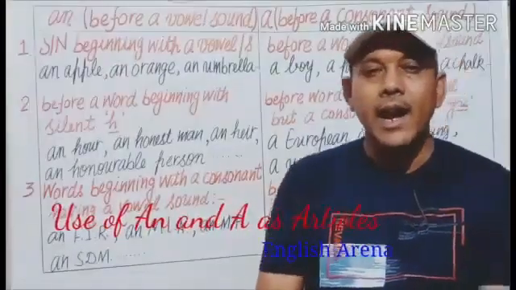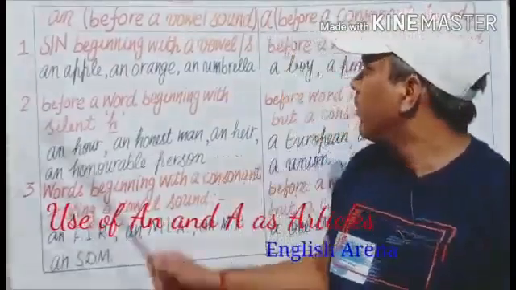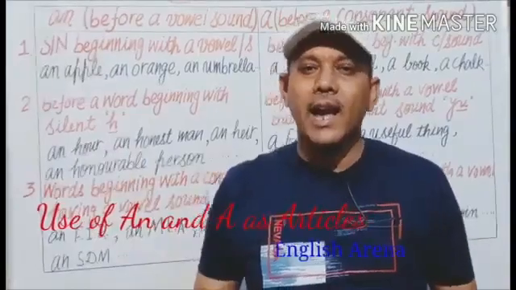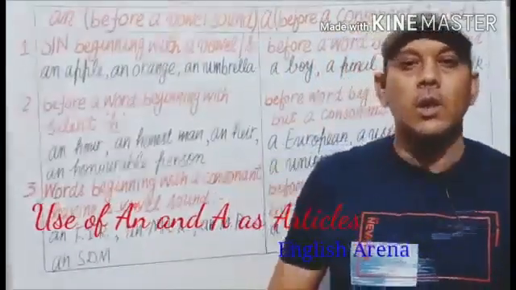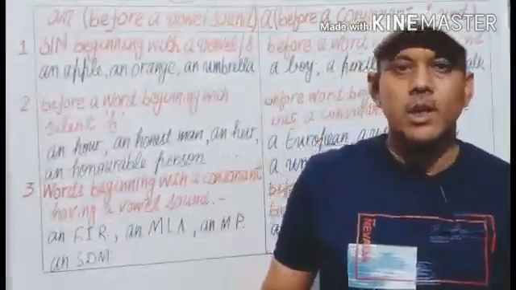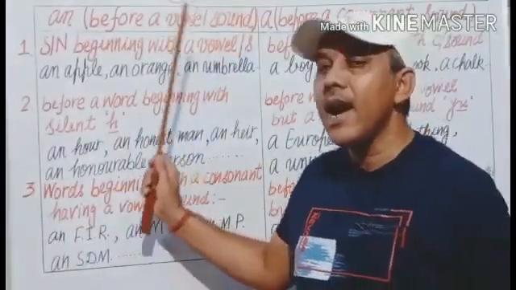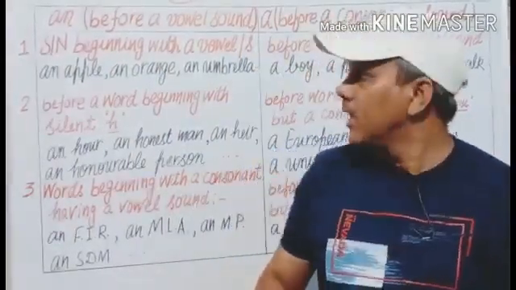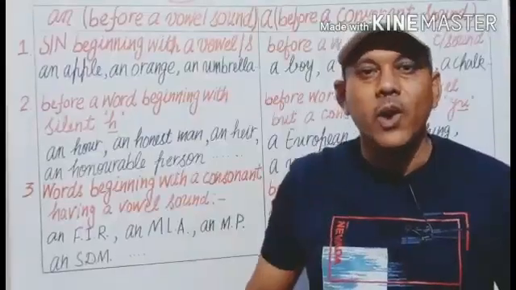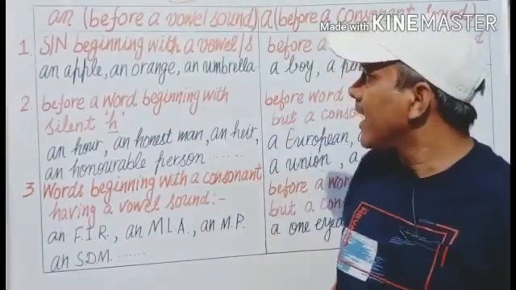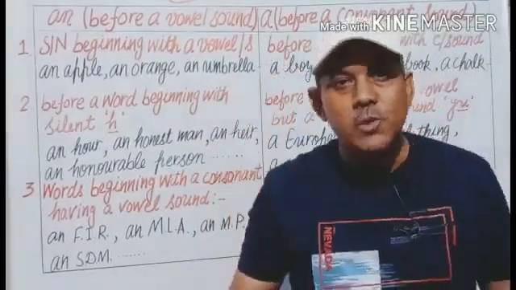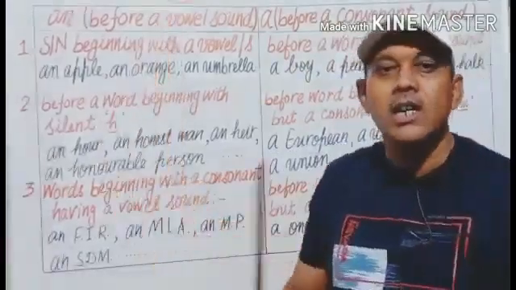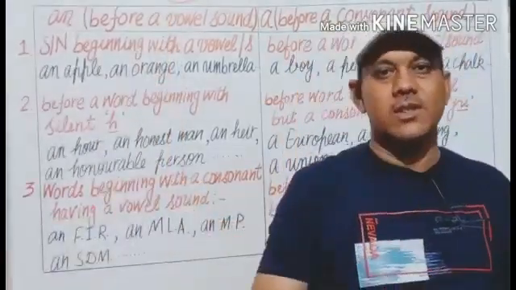Use of AN and A. First of all, we are going to discuss the use of AN. Articles A and AN are used before singular nouns. Why? Because A and AN both indicate one thing, a singular thing. They are not used before plural nouns. They are also not used before uncountable nouns. They are used before countable singular nouns.